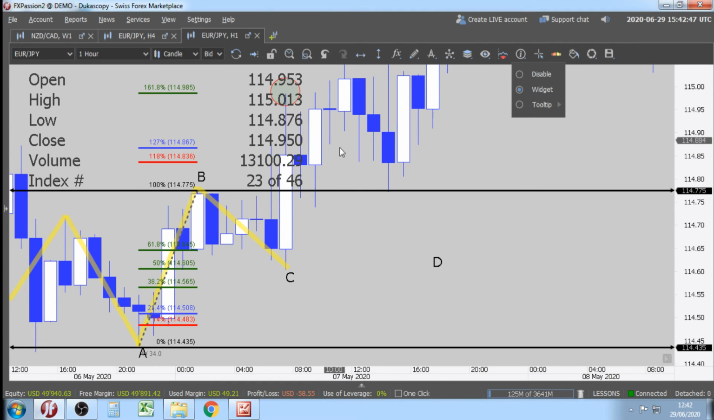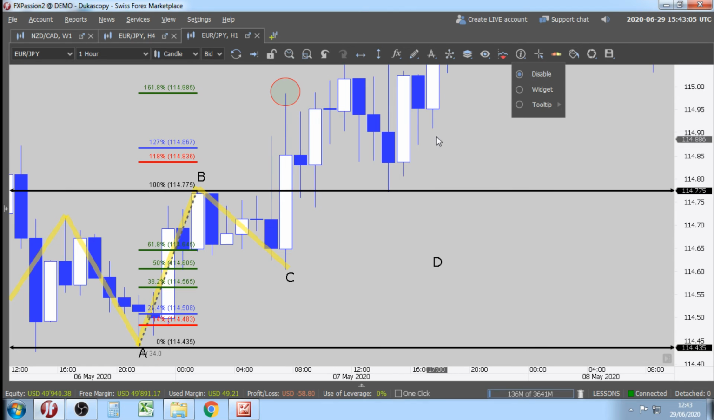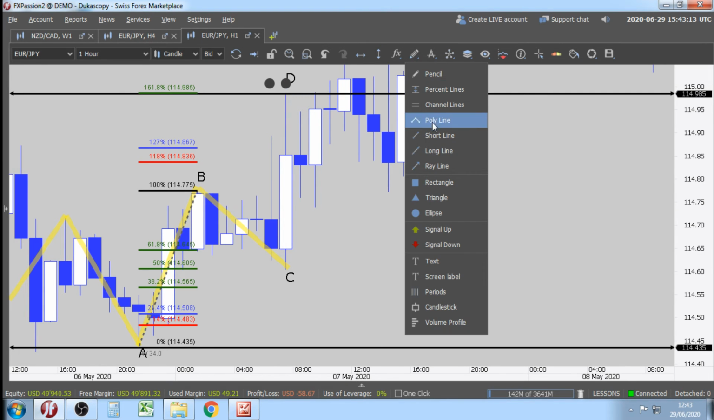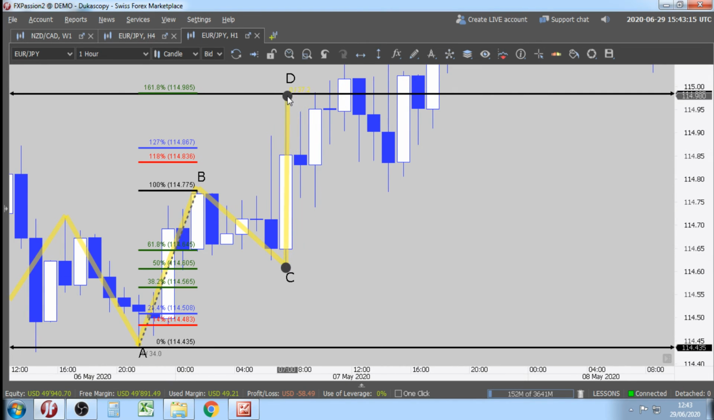I'm not sure about this one, so widget, and the candle is 114985, so it's the same. Exactly. Curious, huh? How the market works. It hit exactly the D extension to the pip. So A, B, C, D. This is our D right now. A, B, C, D. There you go.